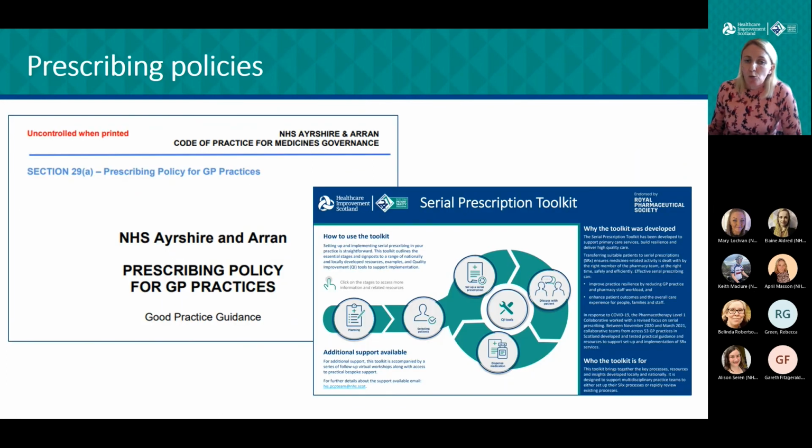A change idea that overarches all of these changes is having a really good prescribing policy, and a prescribing policy lays out what the expectations are for prescribing within your team. NHS Ayrshire and Arran introduced a board-wide prescribing policy, which is available in the toolkit, and you'll hear very shortly from Keith McClure from NHS Borders about how they've gone about doing the same thing.